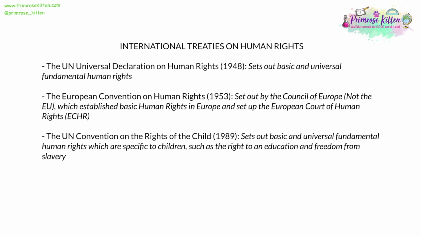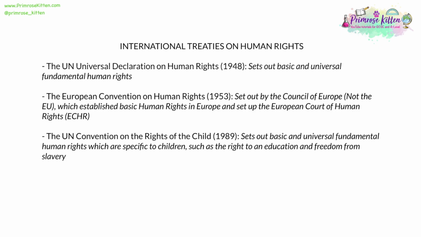There are several international treaties which deal with human rights. The UN Universal Declaration on Human Rights in 1948 set out basic and universal fundamental human rights. This was followed by the European Convention on Human Rights in 1953, which was set out by the Council of Europe, which is distinct from the EU, and established basic human rights in Europe and set up the European Court of Human Rights, the ECHR.